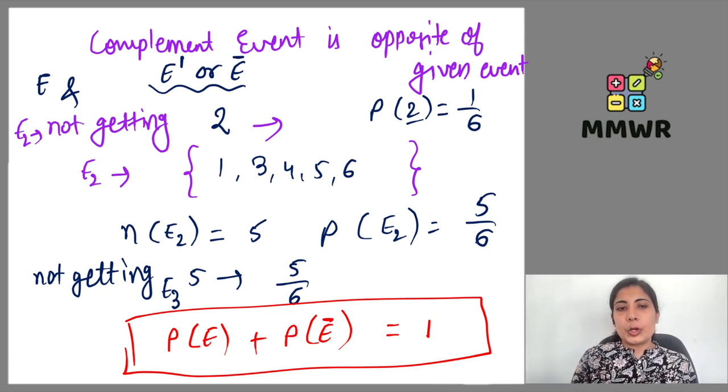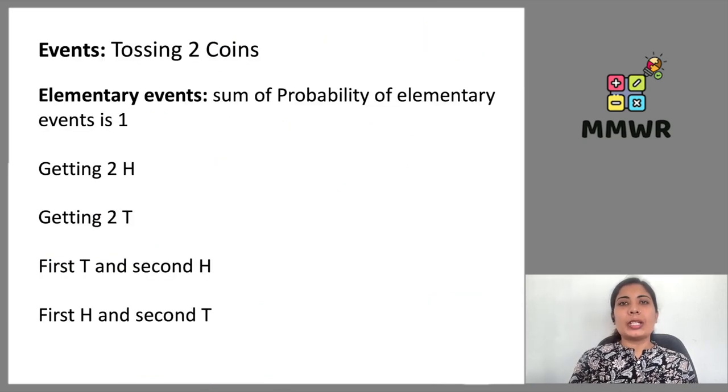You can check. Probability of getting 5 was 1/6. Probability of not getting 5 was 5/6. When you take the sum here, this gives you 6/6, which is nothing but 1. Right? So it's so interesting. Let's move to the next topic where we have to discuss another event, tossing two coins together.